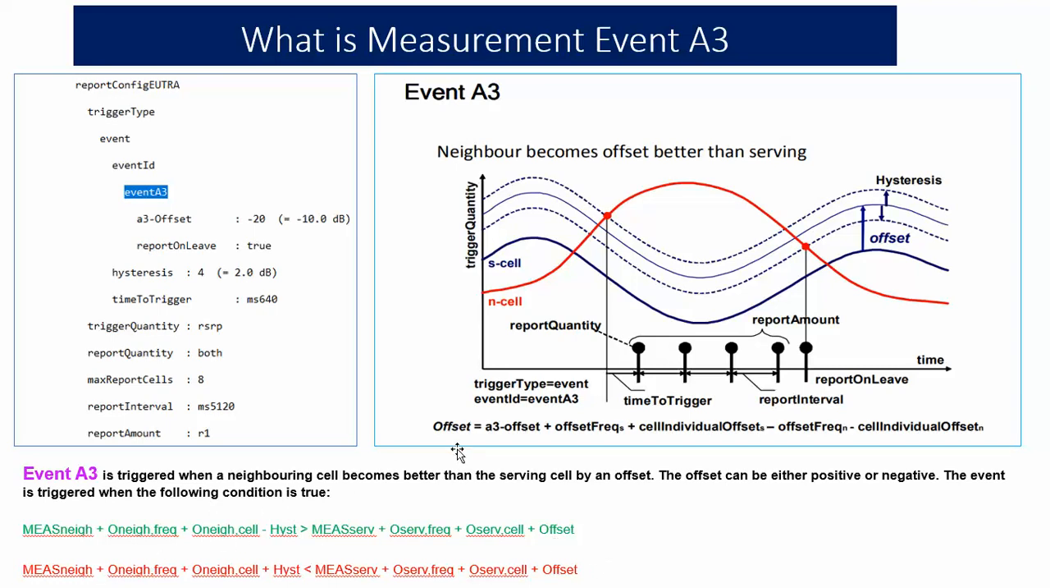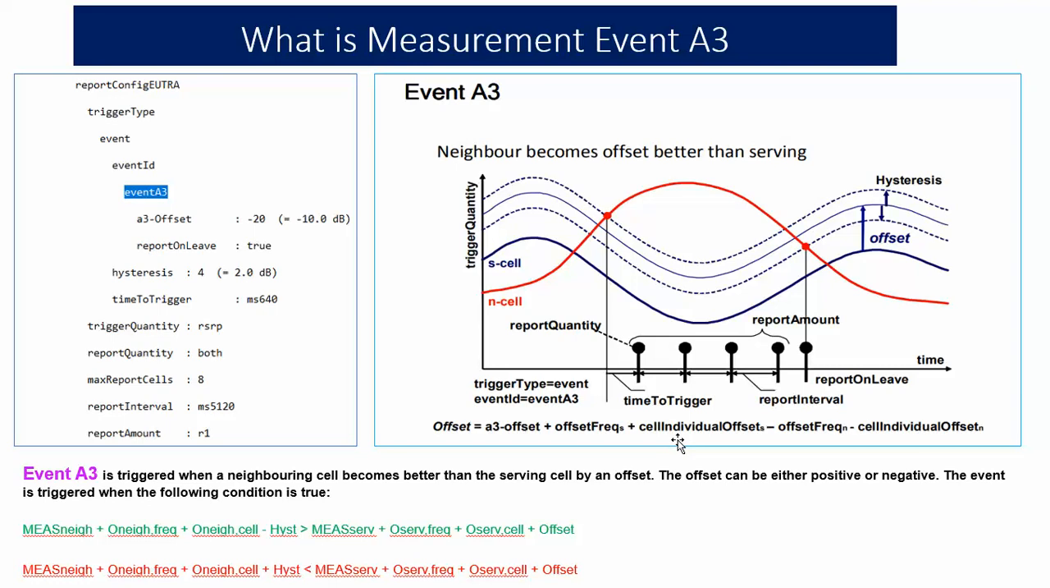So, first of all, we should understand the offset and how we can calculate it. Here we can see offset is equal to A3 offset plus offset frequency plus individual offset. But here we can see in the left side snap only A3 offset is used; frequency offset and individual offset are not here. These are generally not used.